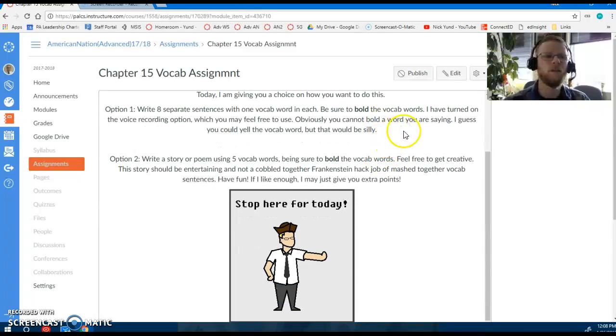Option 2. Write a story or poem using 5 vocab words, being sure to bold those vocab words. Feel free to get creative. The story should be entertaining and not a cobbled together Frankenstein hack job, like a story that's one long run-on sentence. Don't abuse this, my friends.